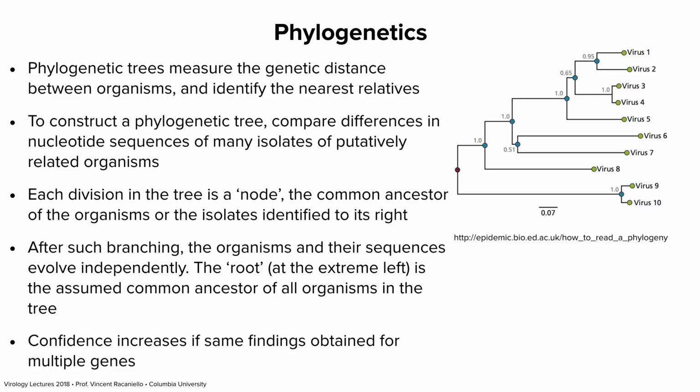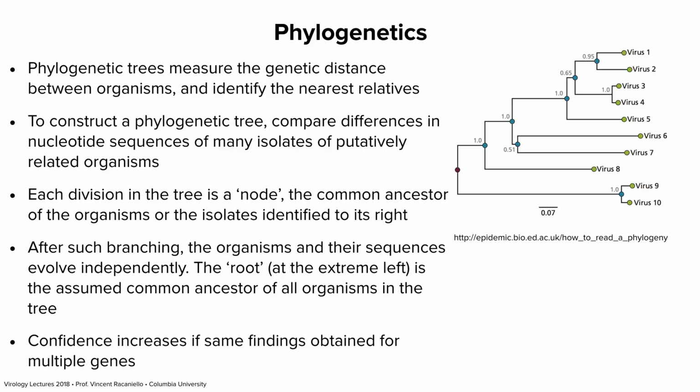And to construct these, you compare the differences in sequences of many organisms. Each division, each circle on this tree is called a node, and to the right of the node are viruses with common ancestors. We don't usually have the common ancestor, they are implied by this. And what happens is you have a common ancestor, and the two viruses, virus 1 and 2 in this case, have entered different environments, could just be a different host, and they've diversified, and their sequence is different enough that we place them on different branches.